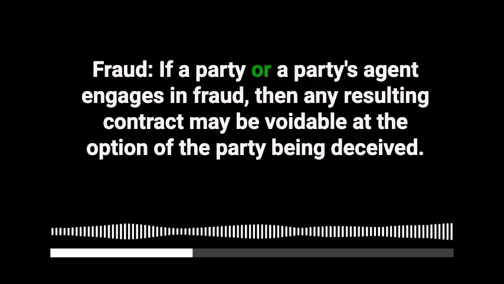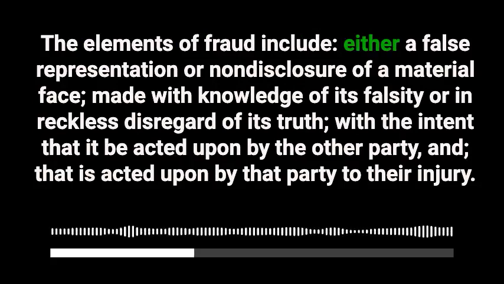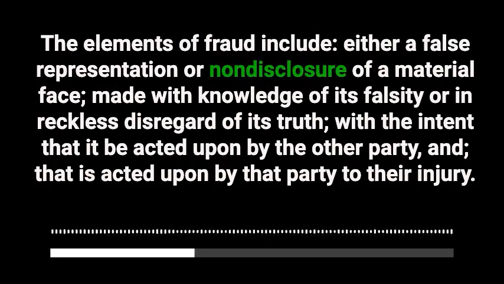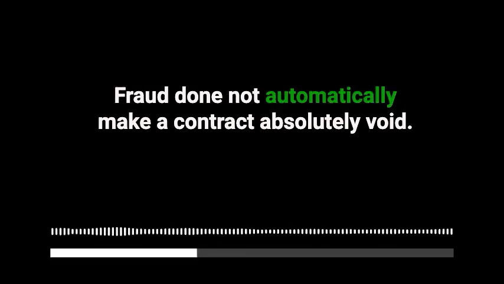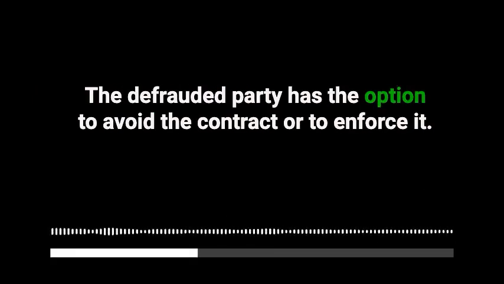Fraud. If a party or a party's agent engages in fraud, then any resulting contract may be voidable at the option of the party being deceived. The elements of fraud include either a false representation or non-disclosure of a material fact, made with knowledge of its falsity or in reckless disregard of its truth, with the intent that it be acted upon by the other party, and that is acted upon by that party to their injury. Fraud does not automatically make a contract absolutely void. The defrauded party has the option to avoid the contract or to enforce it.